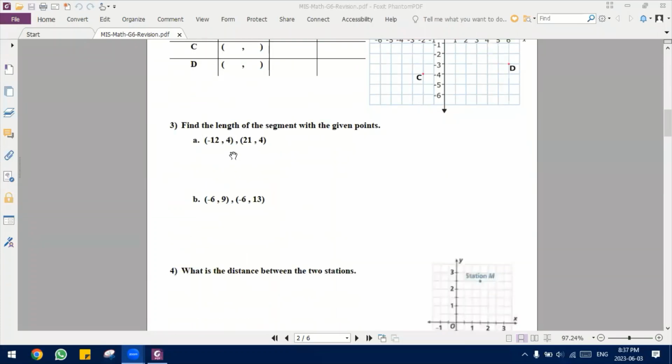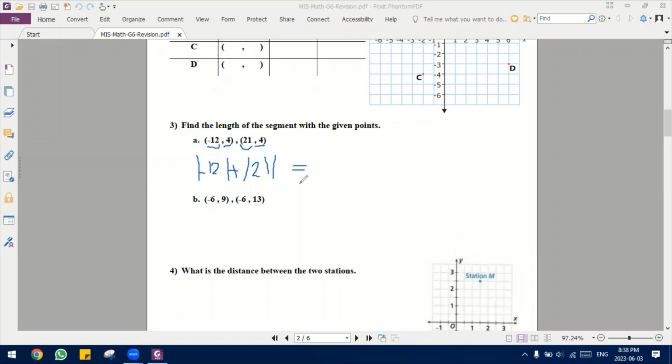Let's go back. Solving these questions, we don't need a graph. Only from the numbers we can solve it. So again, let me repeat it. The y value is similar, so I cannot use it. I will use the x value. The x here is minus 12, the x value here is 21. They are in different quadrants because they have different signs. What should I do? I should add them. What do I need to add? I need to add their absolute values. Minus 12 as an absolute value, 21 as an absolute value.